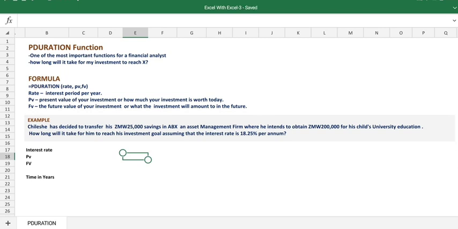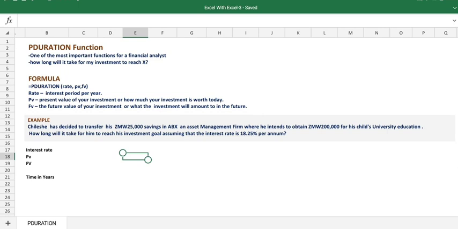Then secondly is the present value. The present value is basically referring to the value of your investment. How much is your investment worth today? That's the present value. So it's the value of the investment that you're putting in today that we expect to grow. The value of the money that you are setting aside to invest in something is the present value.